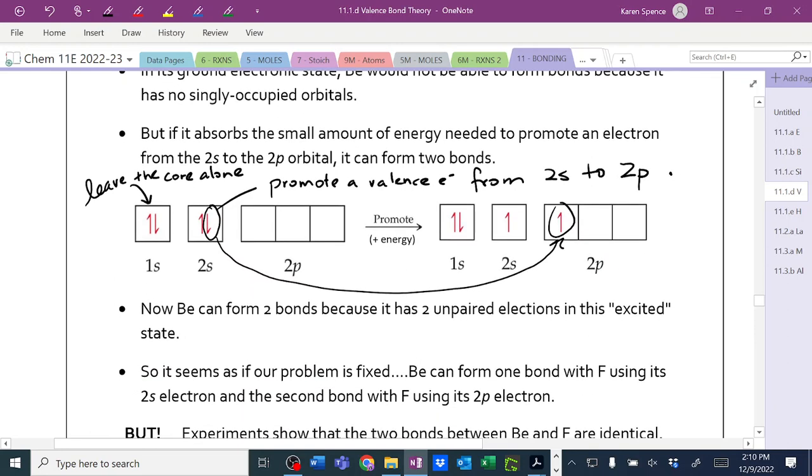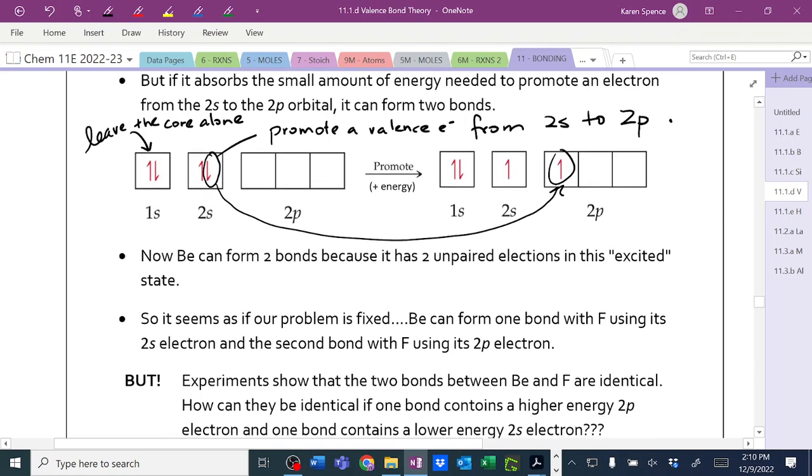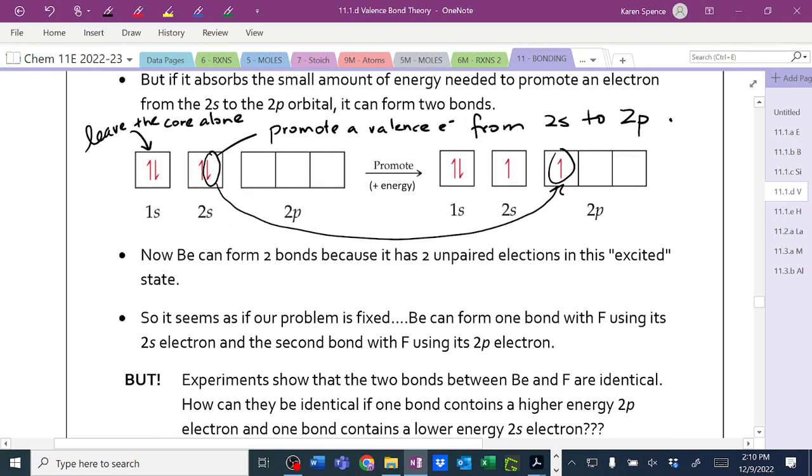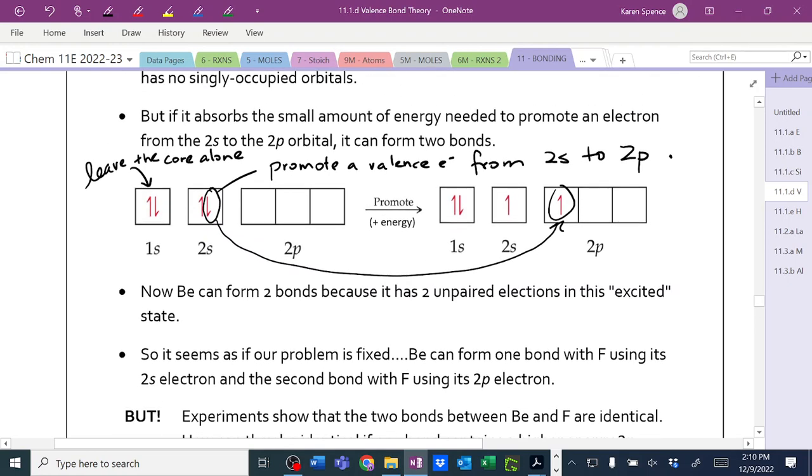This is where the 4 comes from. This is why BE doesn't follow the rules. All right, now this is lovely. So we have fixed a problem. We have fixed the problem of having no unpaired electrons for bonding.